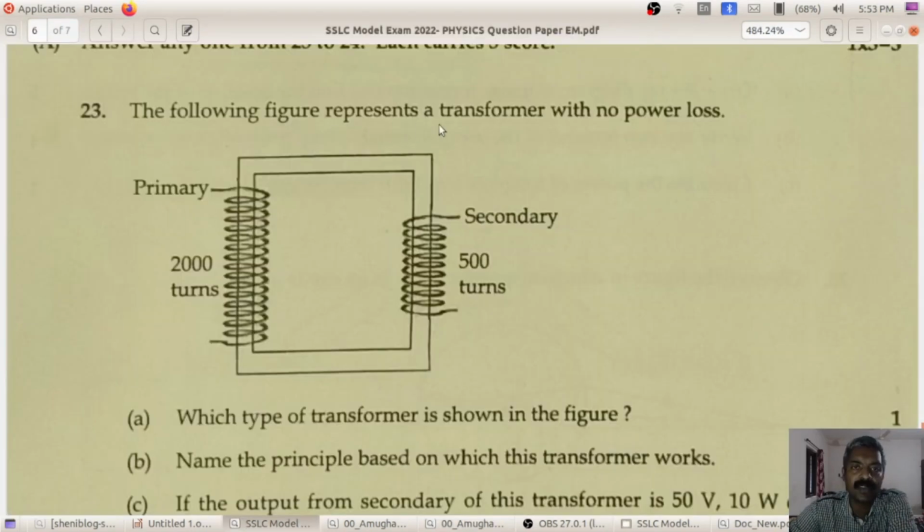The following figure represents a transformer with no power loss. Which type of transformer is shown in the figure? Here the number of turns is less in the secondary, which means that this is a step down transformer. Name the principle based on which this transformer works. Mutual induction is the basic principle of the transformer.